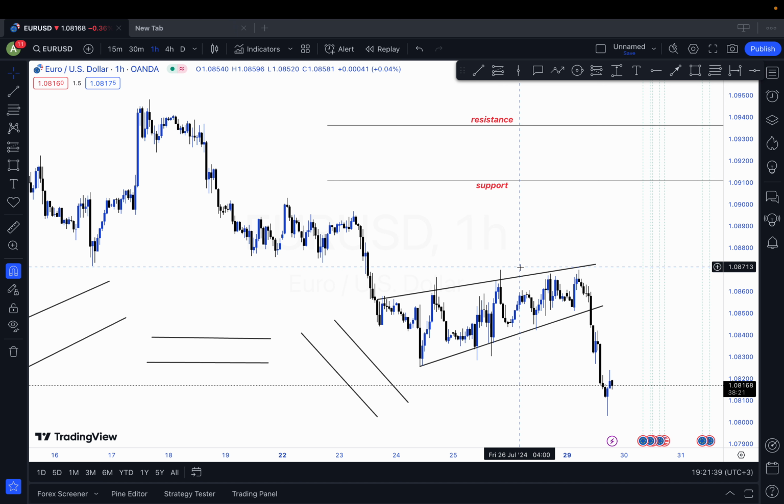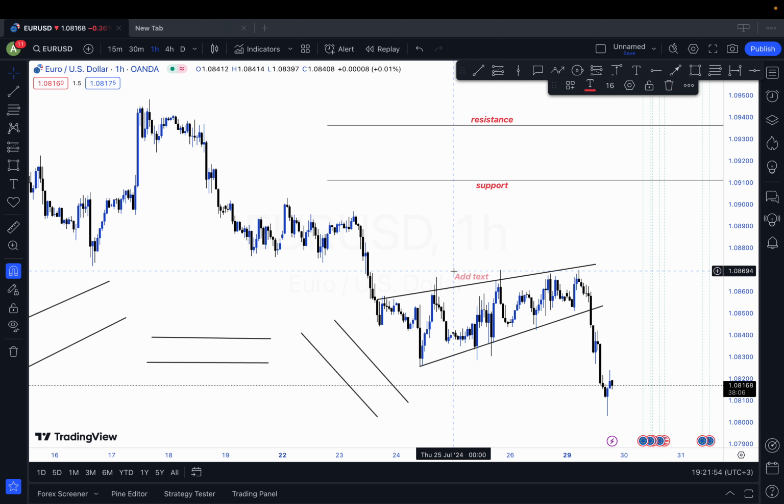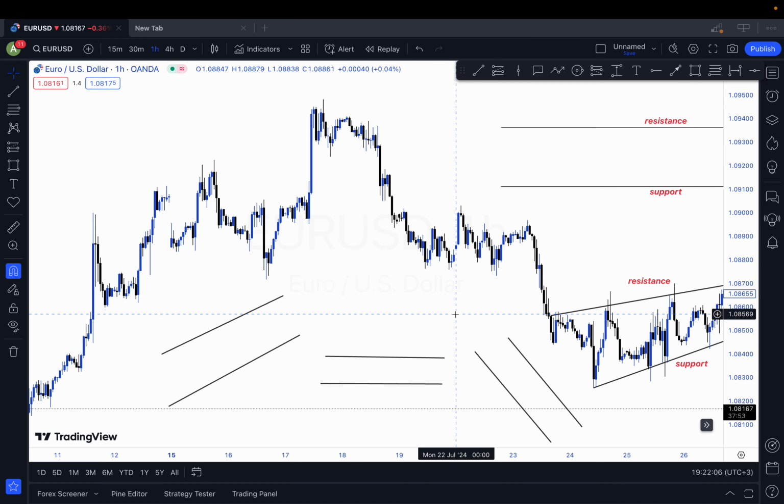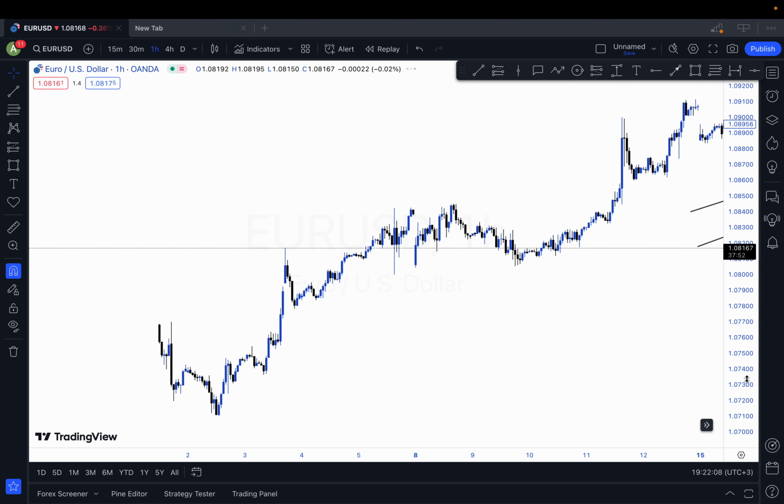But for the first stage, we just have to understand how to spot certain things in the market that help us bring together our analysis, and get to know what support and resistance are. So for this one, I'm going to label this as resistance, and then this as support. All right, so this is actually nice. Let's look for some other example.